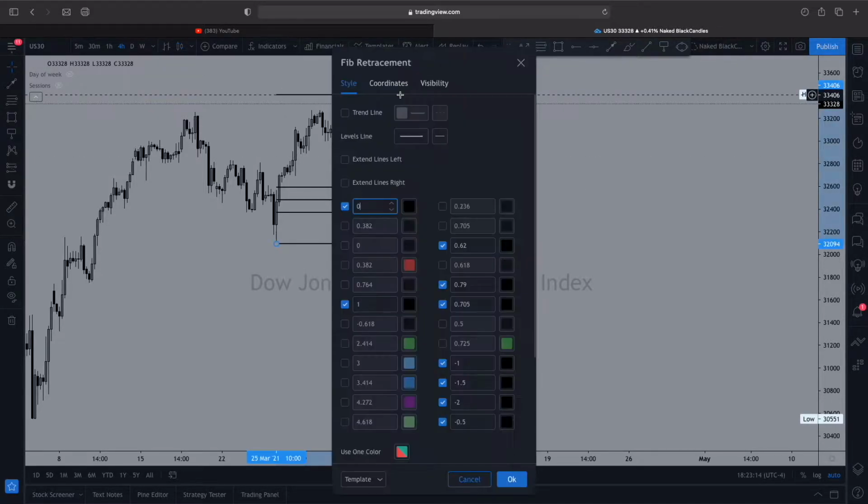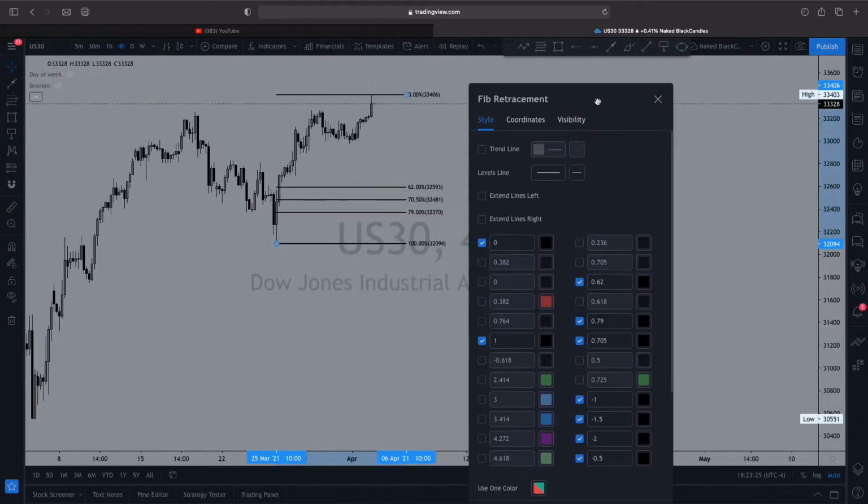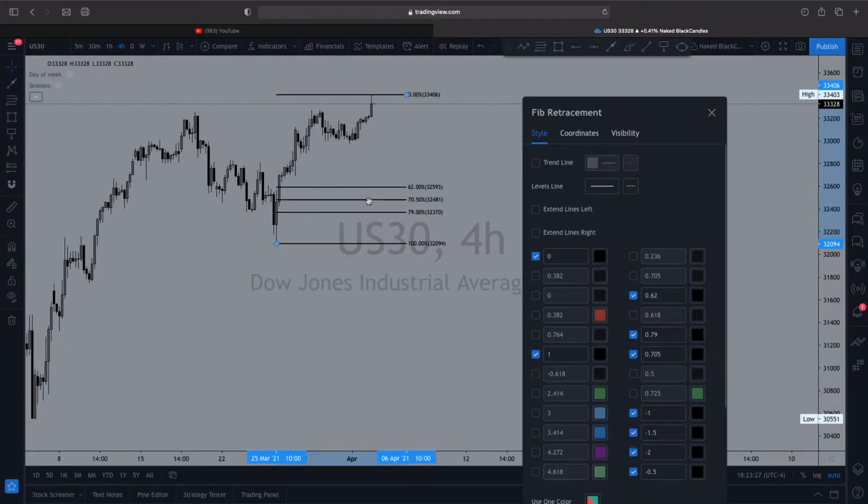So we're going to start off with the fib settings. These are the fib levels that I use. I use the 0.62, the 0.79, the 0.75. These are the ones right here. These are where I look to enter trades.